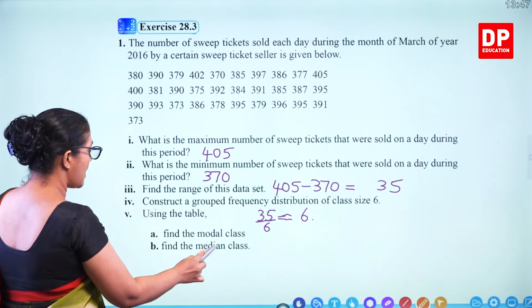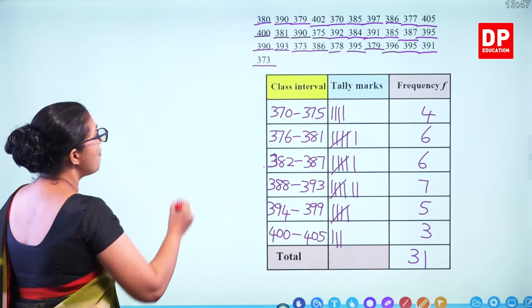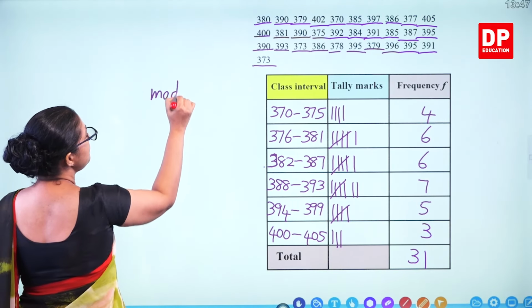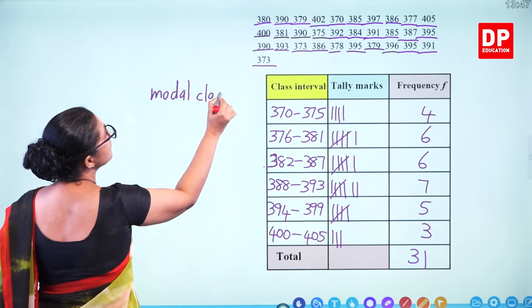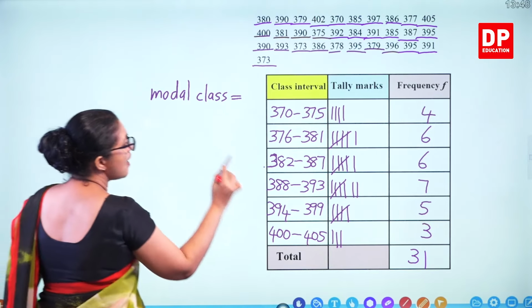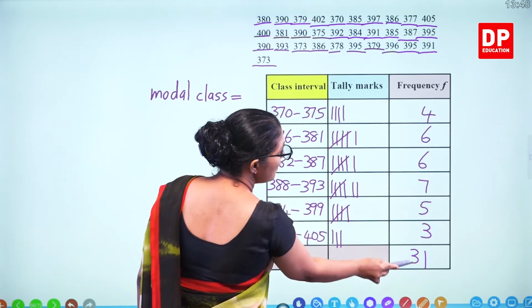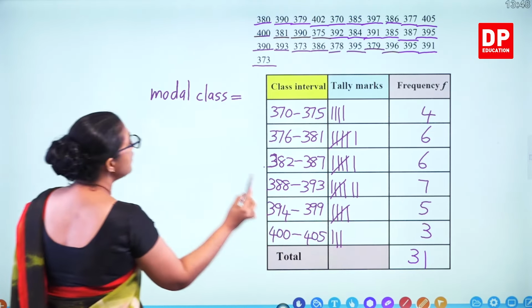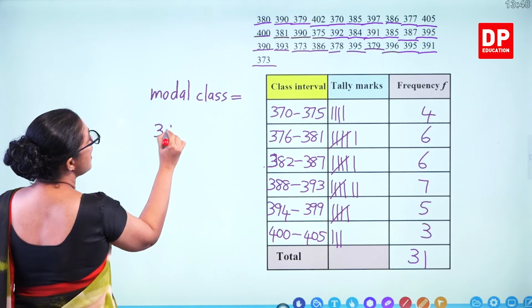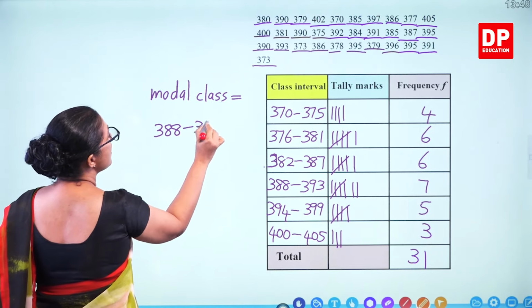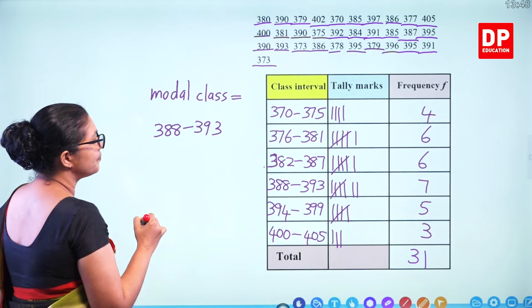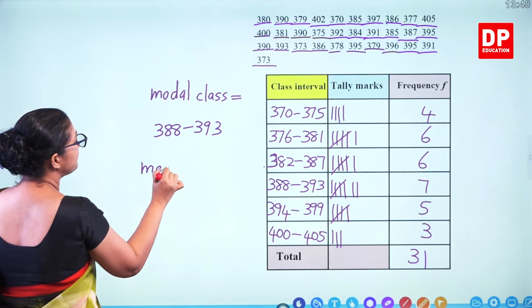Find the modal class and the median class. Modal class: the one which has the highest frequency here, that's 7. So the modal class is 388 to 393.